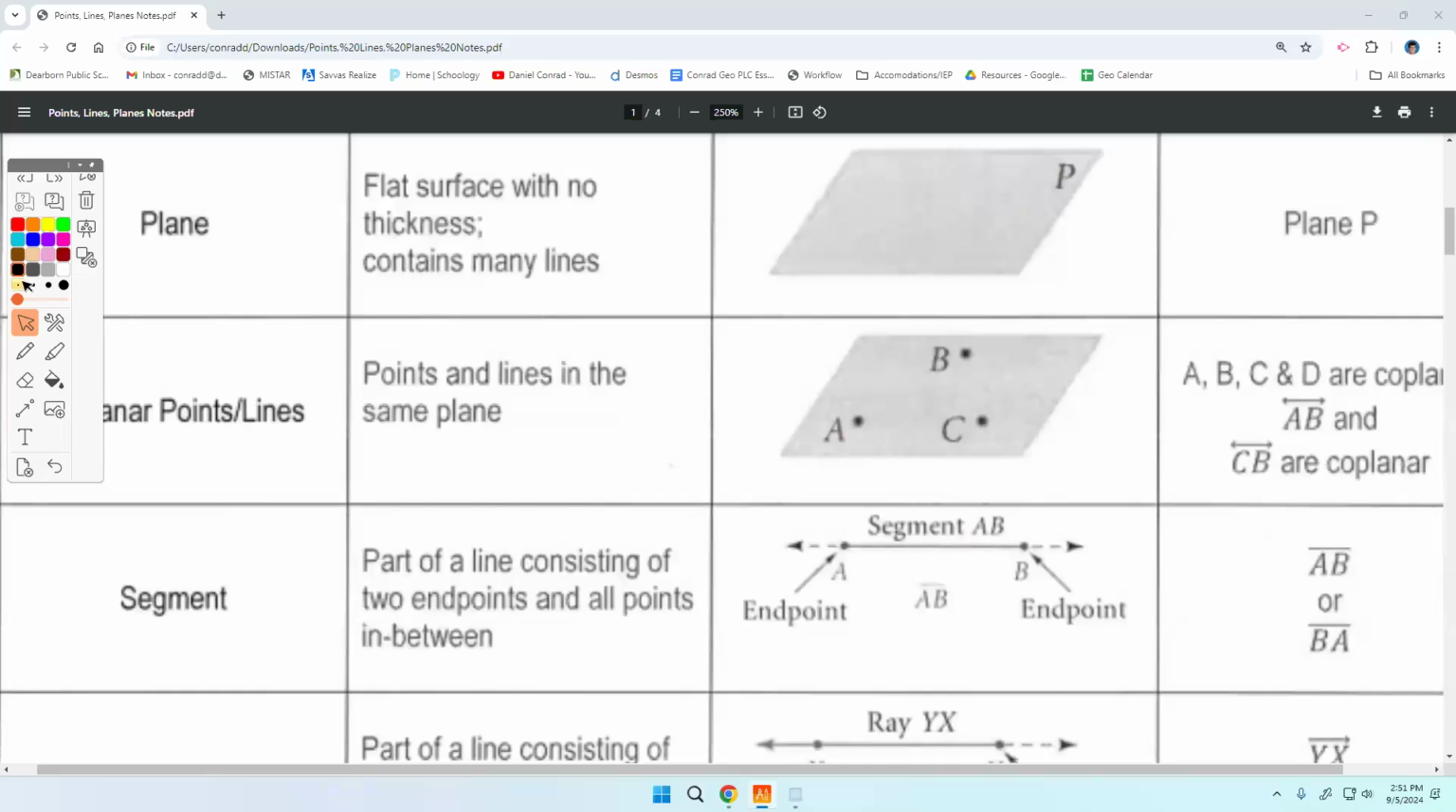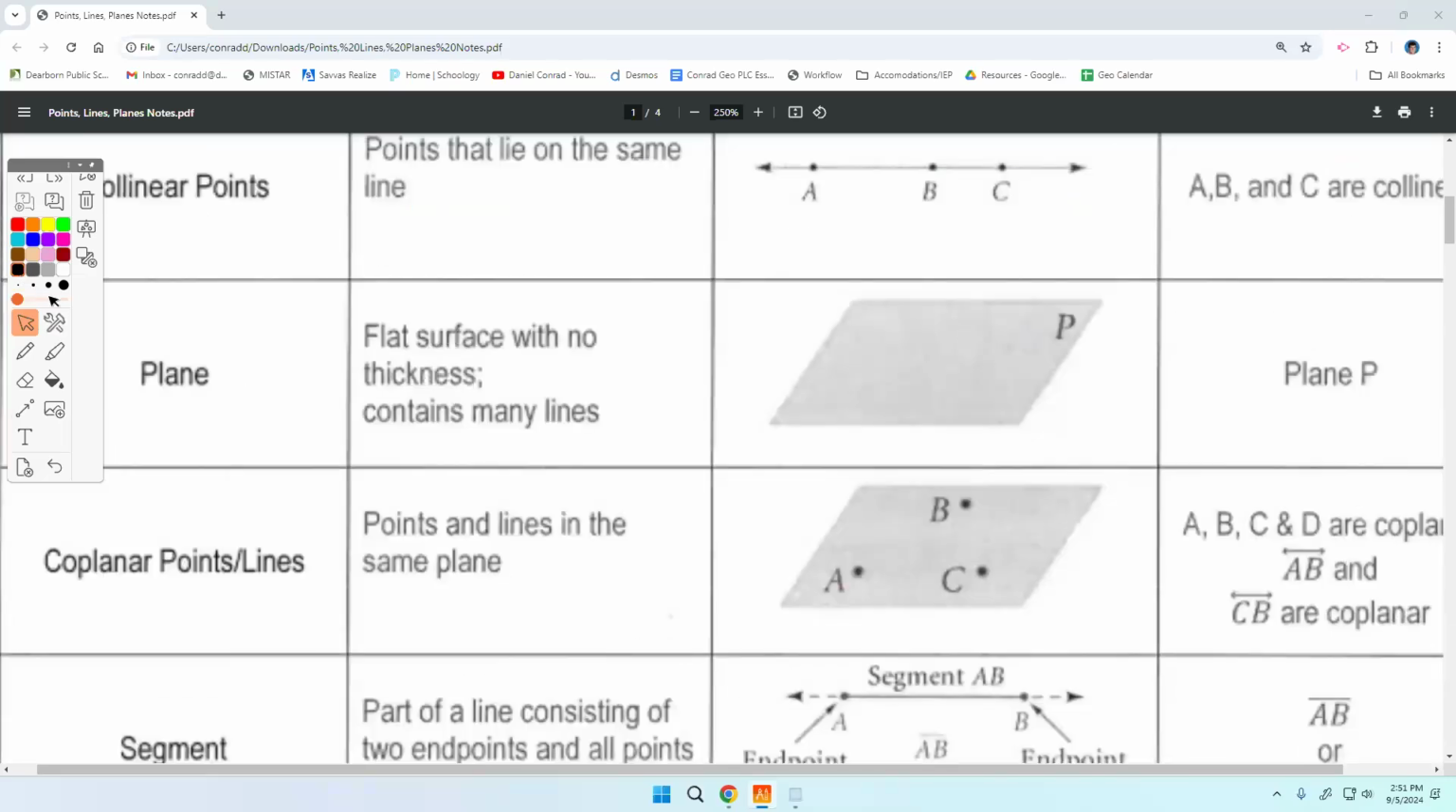Okay, the next one is plane. I want to add some points onto this plane. Okay, let's get 3. So I'm going to add points A, B, and C. A plane is like the Cartesian plane, the XY plane you used in algebra. You have the y-axis and the x-axis, right? So it's 2-dimensional, it's flat, and it extends forever along the x-axis and the y-axis.